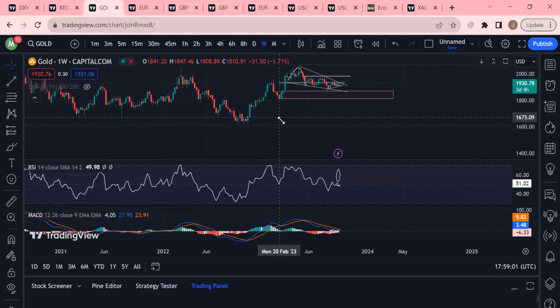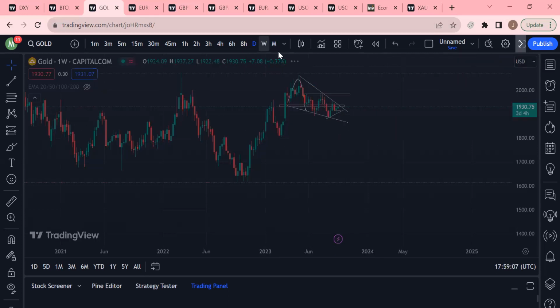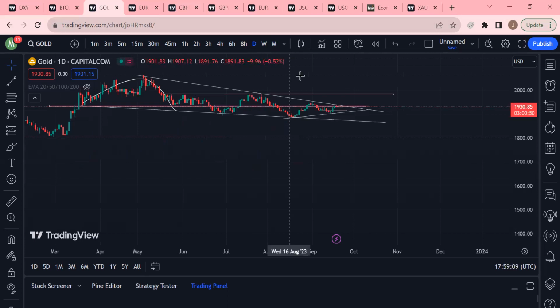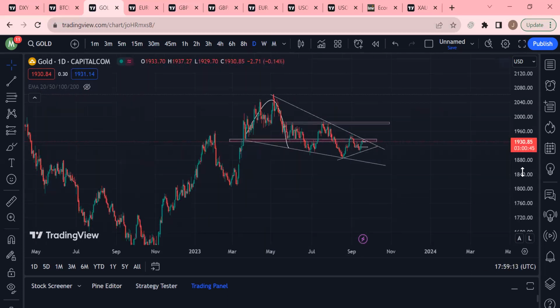We're coming back to that demand zone, must not come to the demand zone. So I can take this off and go to my daily chart, where I have my perfect structures playing out. Gold is in a falling wedge. And what's a falling wedge?